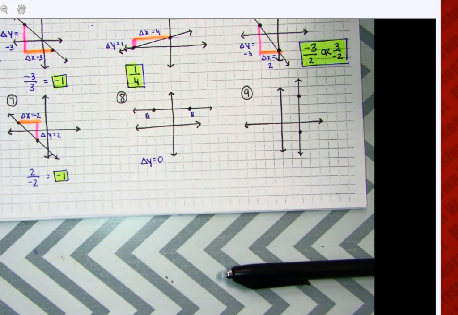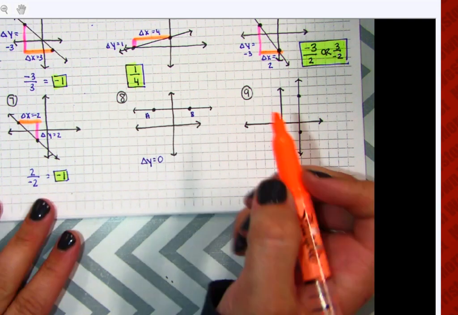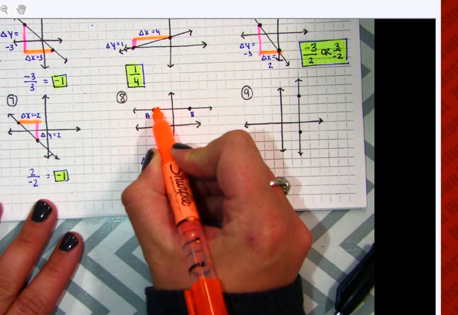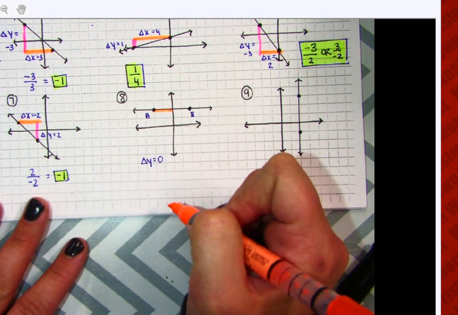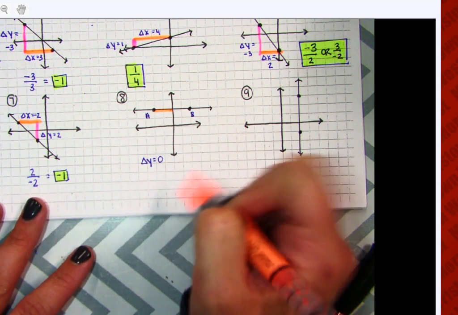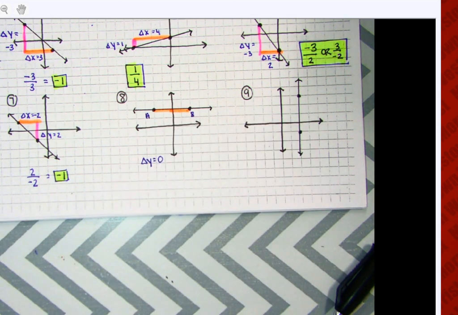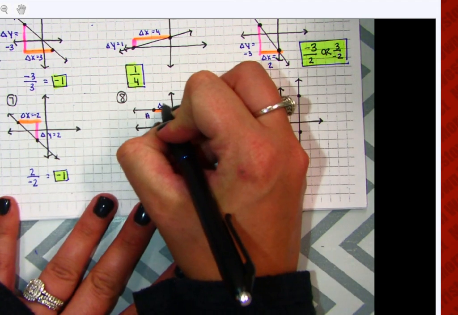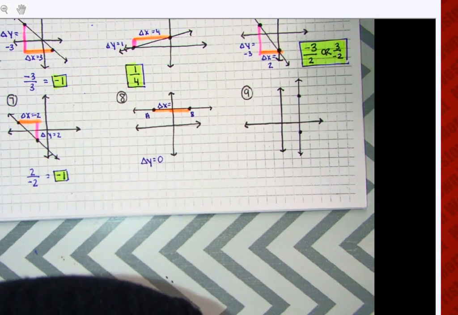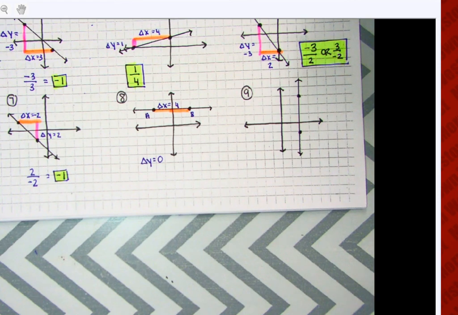But we are moving left or right. So how many units in the X direction are we moving? I'm only going to move 2 to get to B. Oh, 4. Yeah, I have to go all the way to B, from A to B. 1, 2, 3, 4. So my change in X is positive 4 if I went to the right. If you went to the left, it would be negative 4.